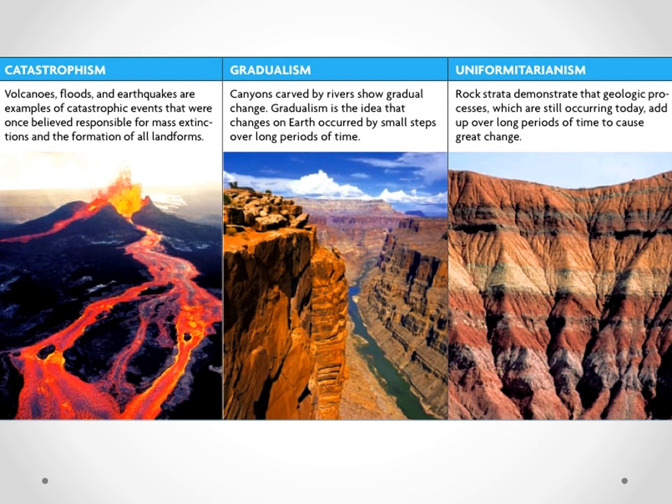We also have this notion of gradualism, that canyons carved by rivers show gradual change, right? Gradualism is the idea that changes on Earth occurred by small steps over very long periods of time, right? And then, of course, uniformitarianism, in which rock strata demonstrate that geological processes, which are still occurring today, add up over long periods of time to cause great change.